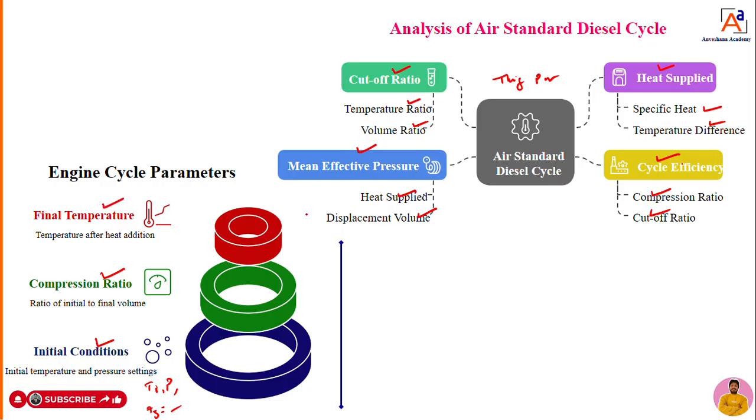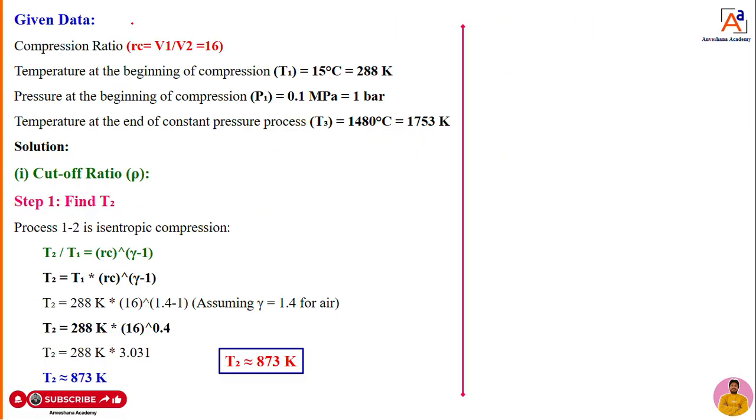Then how to solve this problem? I will go step by step. Now what is the first step? As I told, I need to list out the given data. What things has he given? He has given the compression ratio, V1 by V2 equals 16. The initial temperature he has given is 15 degrees Celsius. Convert it into Kelvin by adding 273, then it becomes 288 Kelvin.